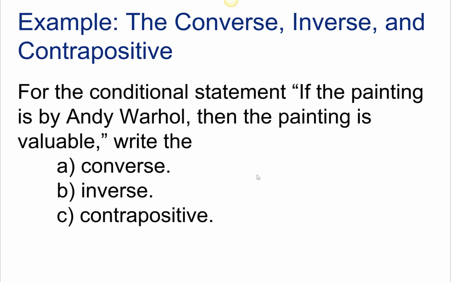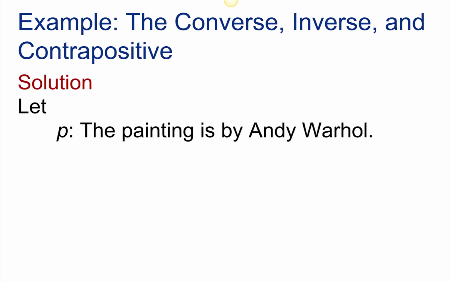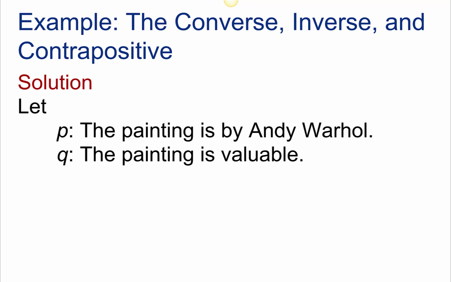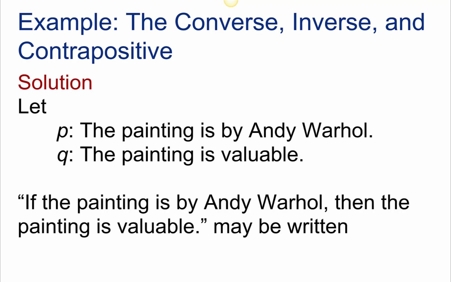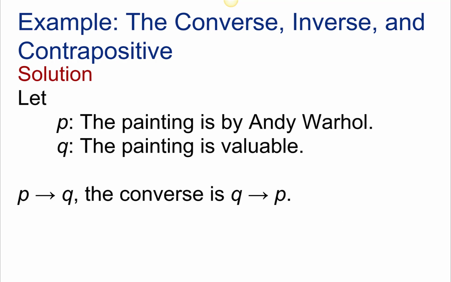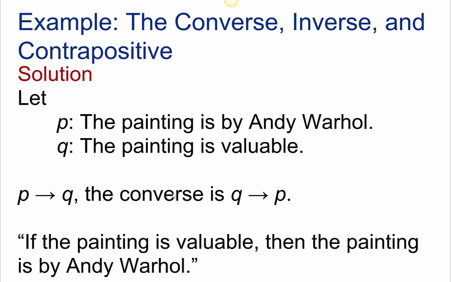For the conditional statement, if the painting is by Andy Warhol, then the painting is valuable, we want to write the converse, the inverse, and the contrapositive. So we'll let P be the painting is by Andy Warhol, Q, the painting is valuable. So the original statement is written like this, if P then Q. Now we want to write the converse, and that's going to be if Q then P. So if the painting is valuable, then the painting is by Andy Warhol.